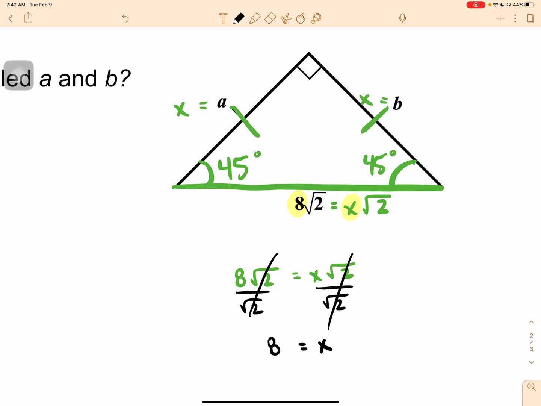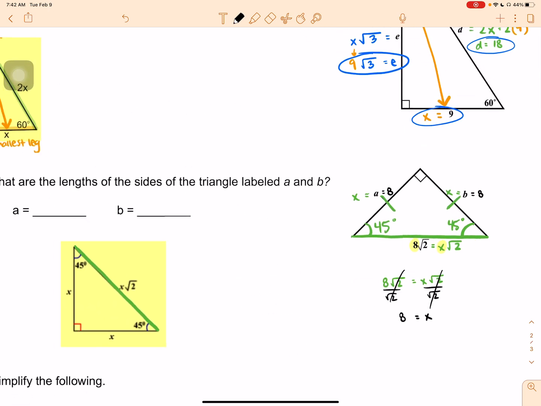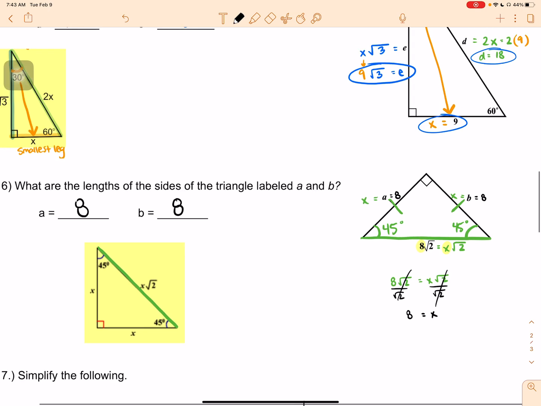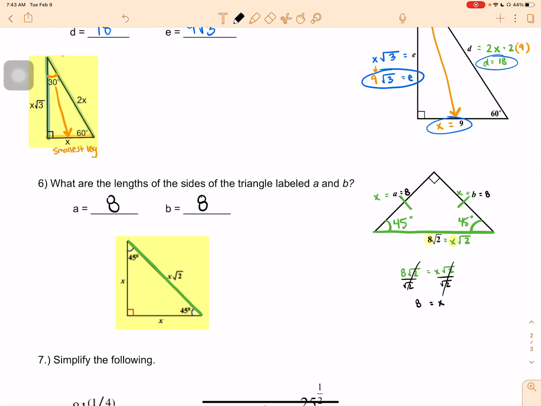Okay, so that means that if x equals b, then b equals 8. If x equals a, then a equals 8. So for this one, it was pretty straightforward. A equals 8 and b equals 8. Now again, they're not all going to be that easy, but this one was more simple.